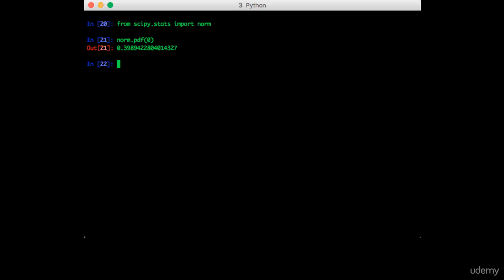Of course, you might be working with a Gaussian that has a mean other than 0 and a variance other than 1. So you can pass in those arguments into the PDF function as well. So norm.pdf, x equals 0, loc equals 5, and scale equals 10. Note that the scale parameter refers to the standard deviation and not the variance. So this is a standard deviation of 10, which corresponds to a variance of 100. And as expected, this has a much smaller probability density.